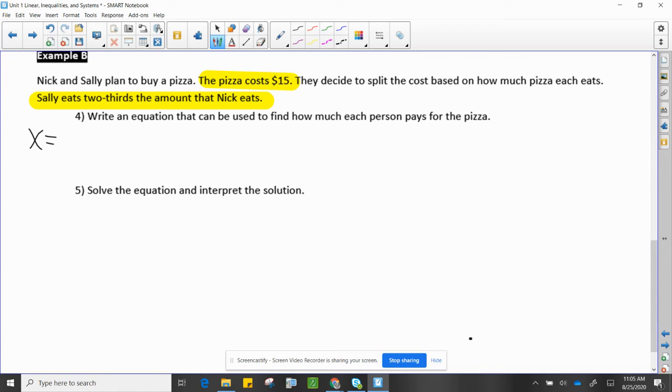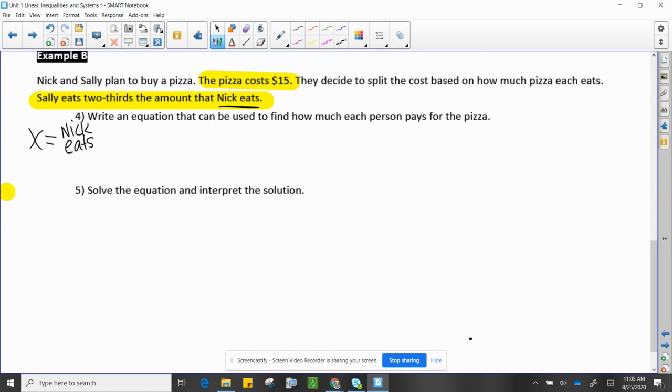So who are we basing the equation off of? Are we basing it off of Sally or are we basing it off of Nick? So read this sentence again really carefully. Sally eats 2/3 the amount that Nick eats. So we're basing everything off of Nick. So that's what I'm going to call X. X is the amount of pizza that Nick eats.